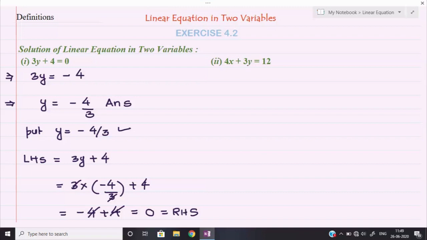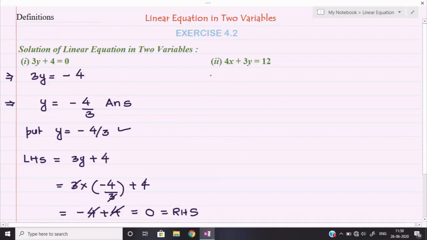Now in the same way, you see I have taken the linear equation in one variable in the first part, and in the second part I take the linear equation in two variables. So how can I find the solutions? Here it is not possible to find it directly as I solved before. So I need to suppose the value of any one variable and then accordingly find the value of the other variable.